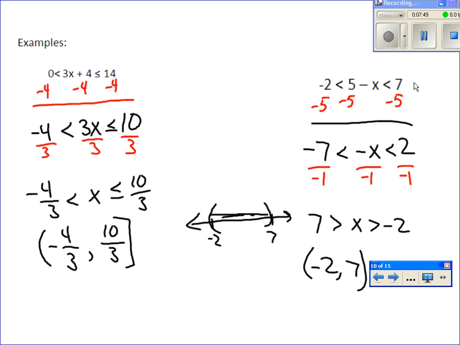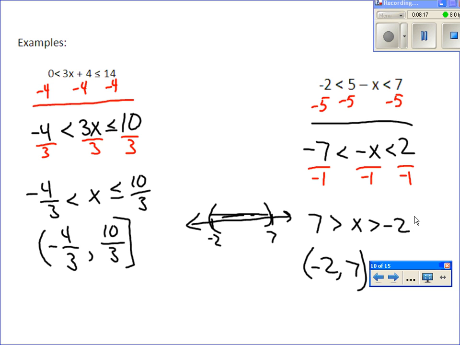Okay, the next example over here, negative 2 is less than 5 minus x is less than 7. We need to subtract the 5, and we do that to all three sides, giving us negative 7 is less than negative x is less than 2. And then to get the x by itself, we need to divide by the negative 1, and that means we're going to have to reverse the inequalities here. So that leaves us with 7 is greater than x is greater than negative 2.